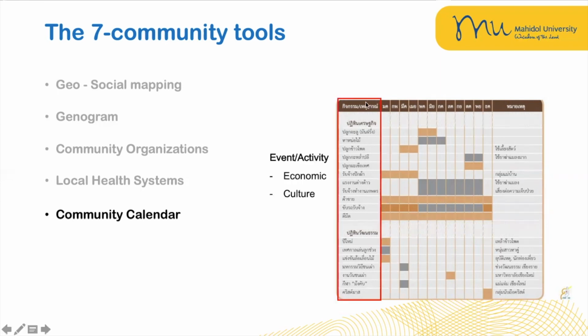this is the community calendar. In this column, it shows the event and activity. And for the row, it shows the month of the activity.